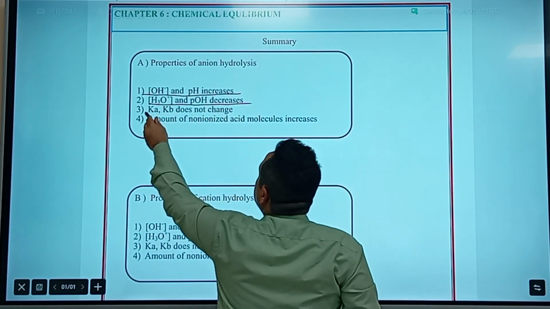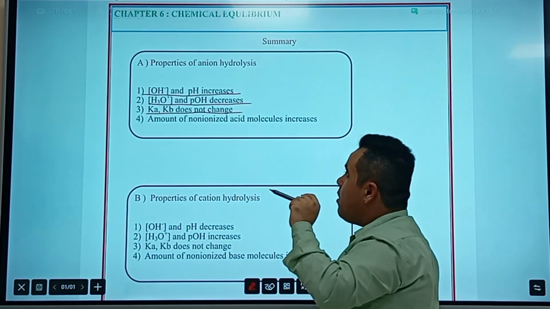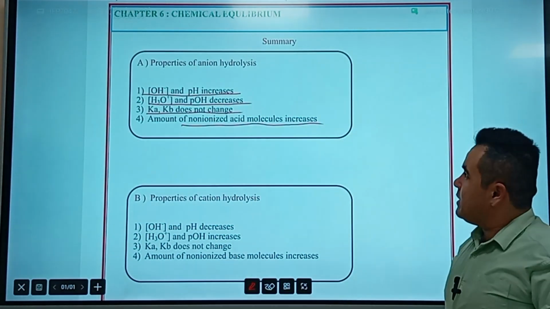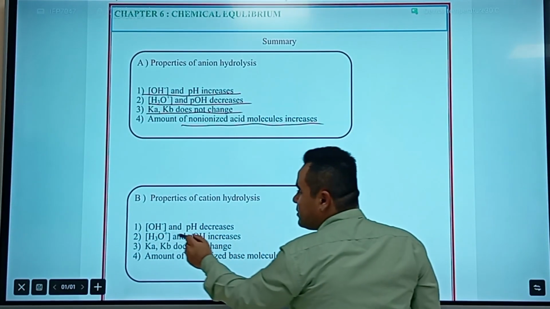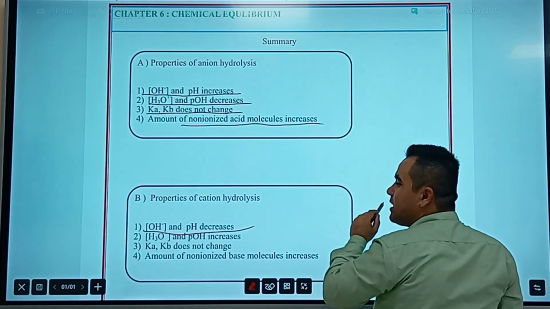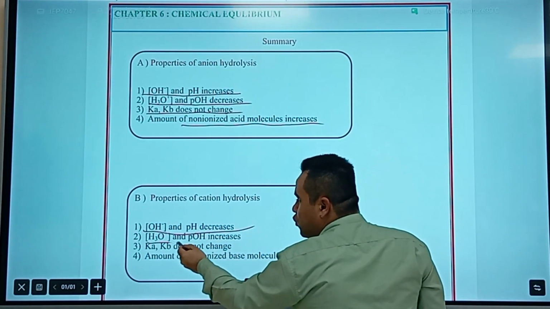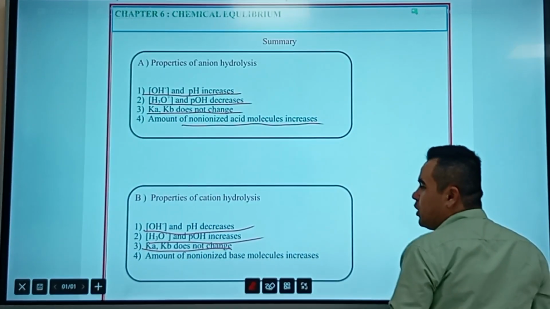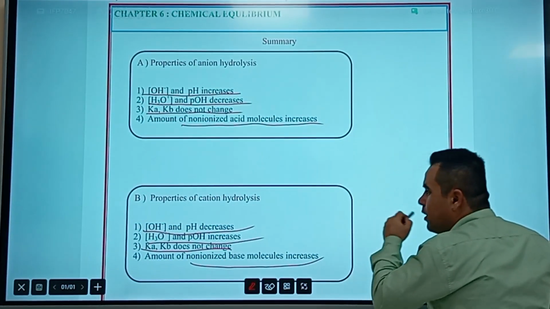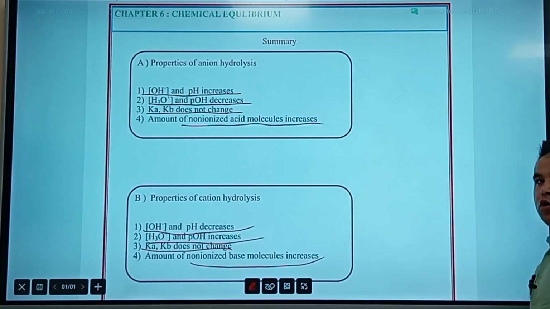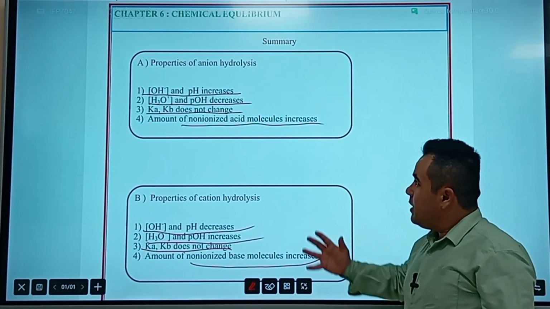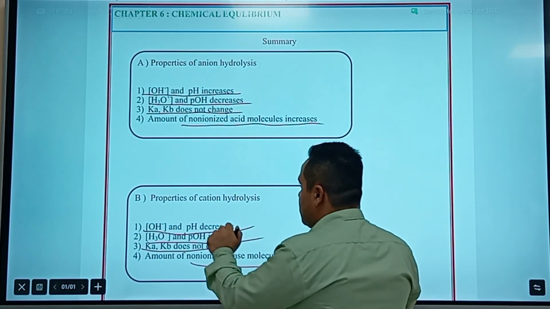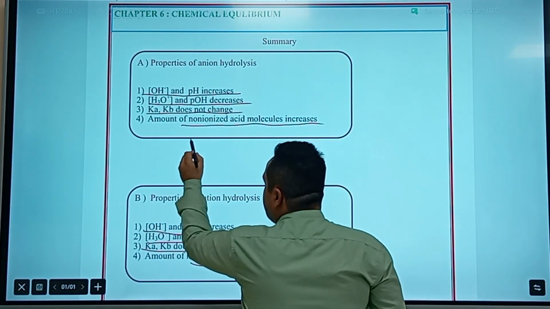There will not be change in Ka and Kb values. Amount of non-ionized acid molecule increases. But for cation hydrolysis, it's just the opposite. Hydroxide and pH decrease, hydronium and pOH increase, Kb and Ka value does not change. Amount of non-ionized weak base molecule increases. This is a summary for both procedures, but in general the structure is very important.